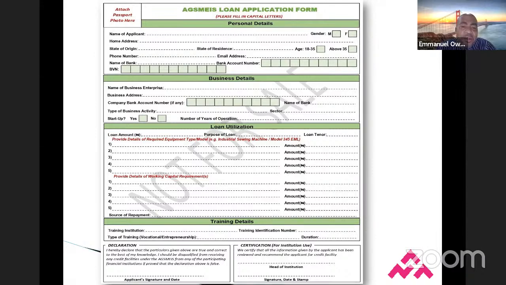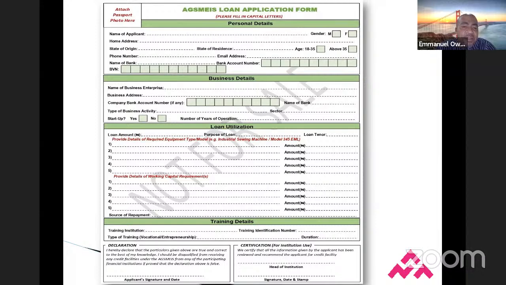Then the address of the company, the company bank account number. If you have opened one. If you have not opened a bank account, no problem. The money is being given to you in your personal name using that first category, personal details, not your company. So even if you have not opened an account for the company, don't bother yourself. Then the type of business activity that you are doing. If you are doing garri processing, you can say garri processing. Then the sector is agriculture.